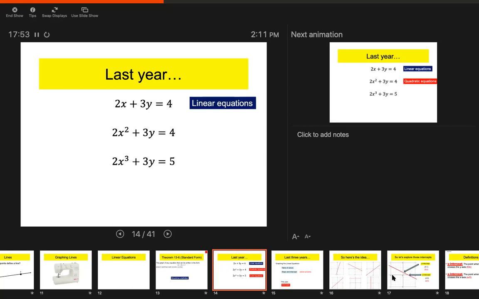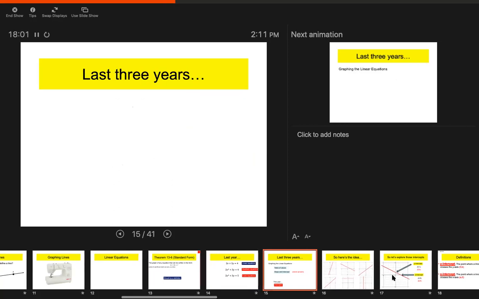So linear equations, remember, they're named linear because the x is to the first power. This is called quadratic because it's x to the second power, and it's called a cubic because it's to the third power.